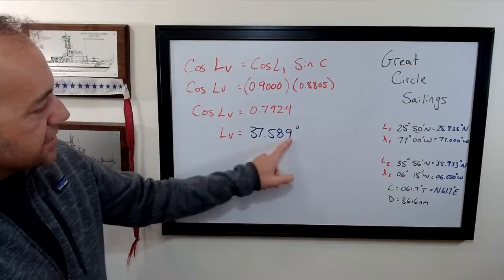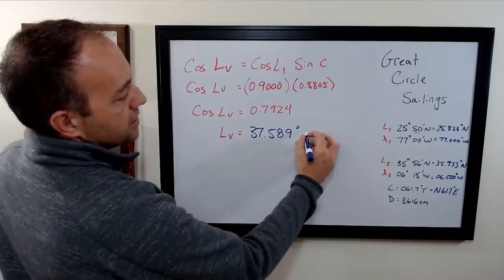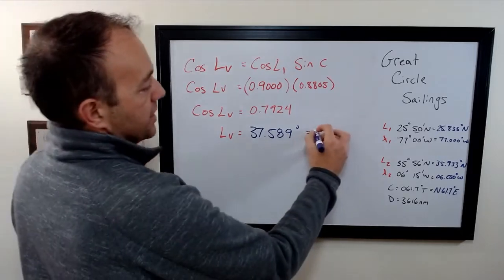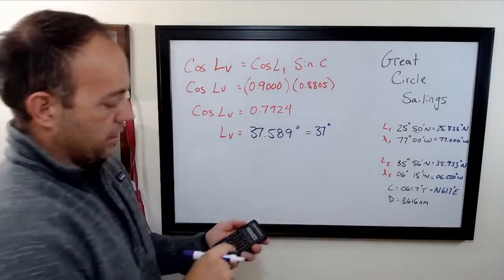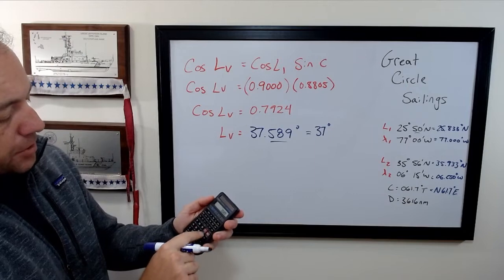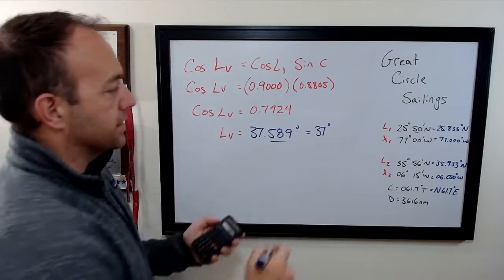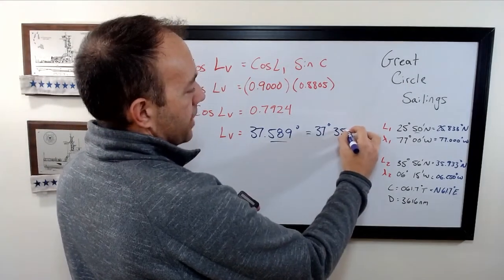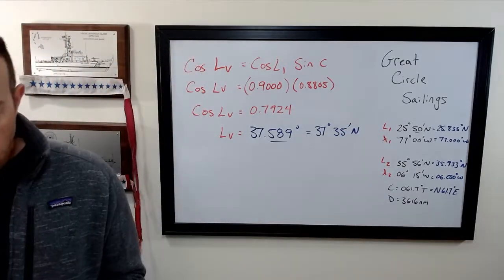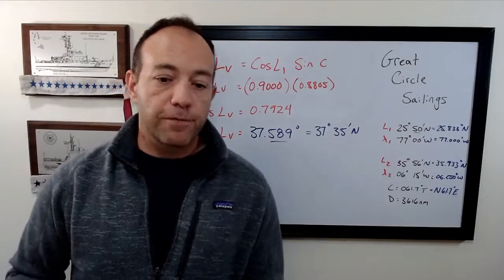And that's not necessarily useful to us in that format. We just need to turn it into a real latitude number. So it's 37 degrees, and then we take the 0.589 and multiply it by 60 to get the minutes that are left. So 37 degrees 35 minutes north latitude, which is cool. That's good to know, right? For if we're sailing.